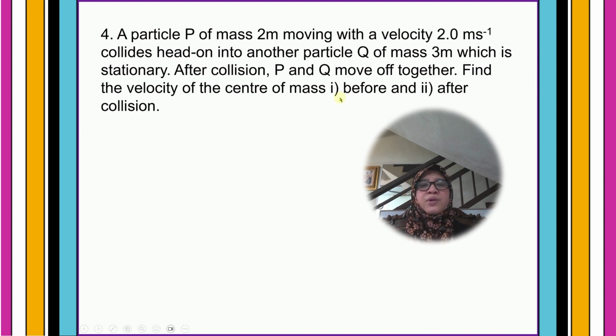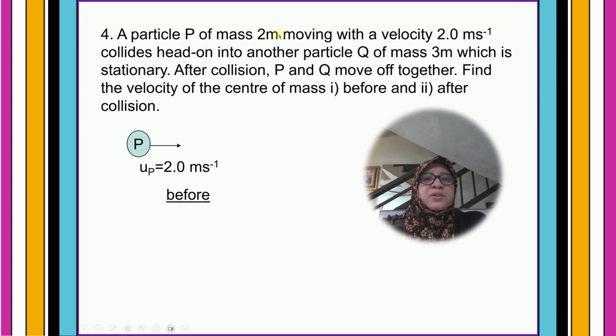First question, one before, and then question 2 after collision. Okay, so for before collision, we are going to find the velocity of the center of mass before collision. So before collision, okay, we illustrate with a diagram.